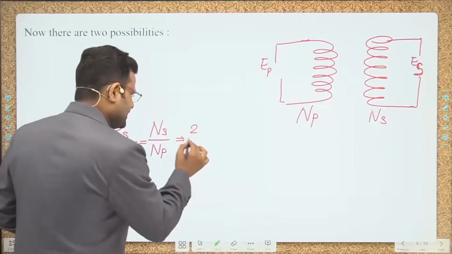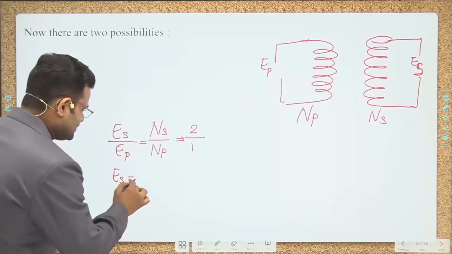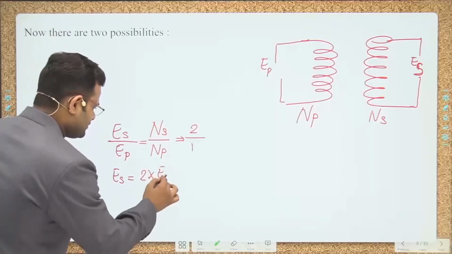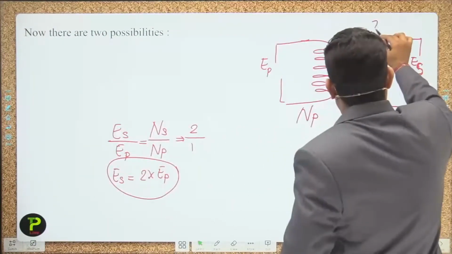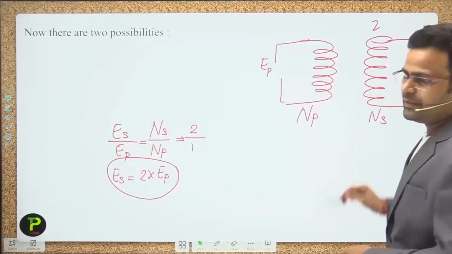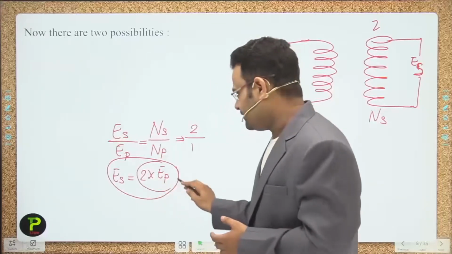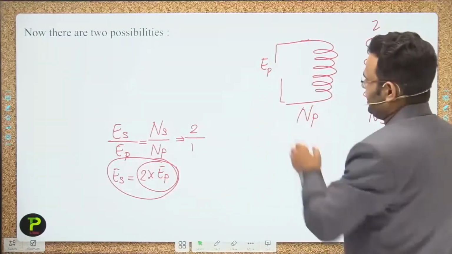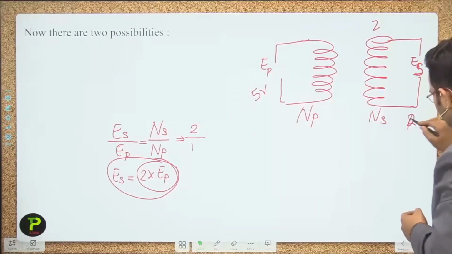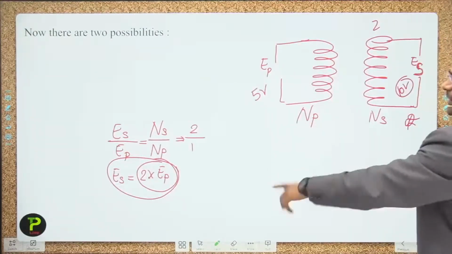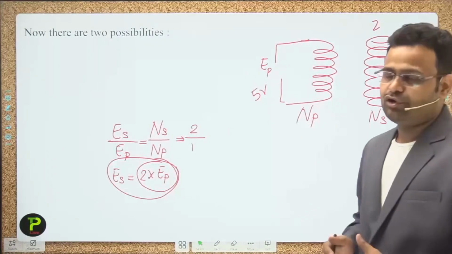Let's suppose we make 2 turns for the secondary and 1 turn for the primary. So what is the result, guys? The secondary is equal to 2 times the primary. When the number of turns in the secondary is higher than in the primary, we get a voltage higher than the primary. If we apply 5 volts here, we get 10 volts, because it is 2 times the primary. So that is the relation based on the number of turns.